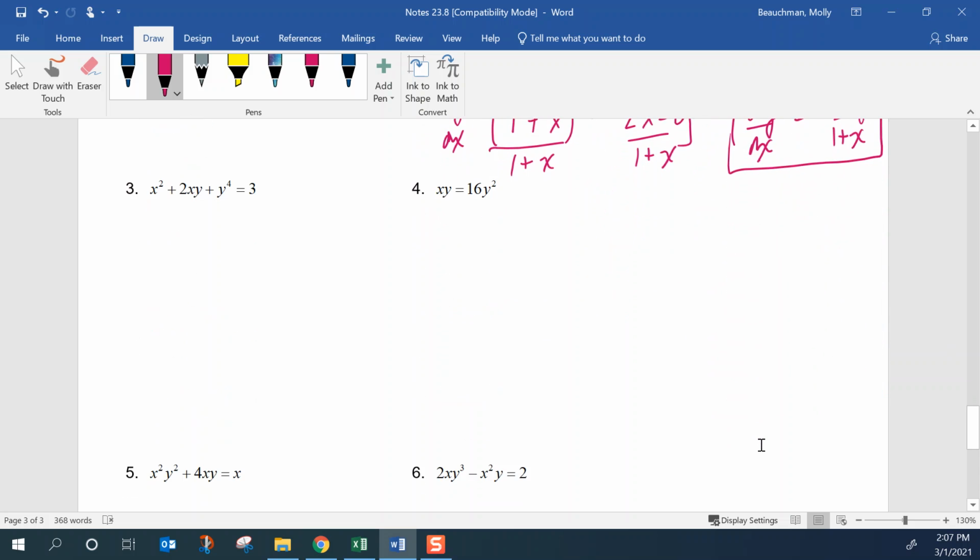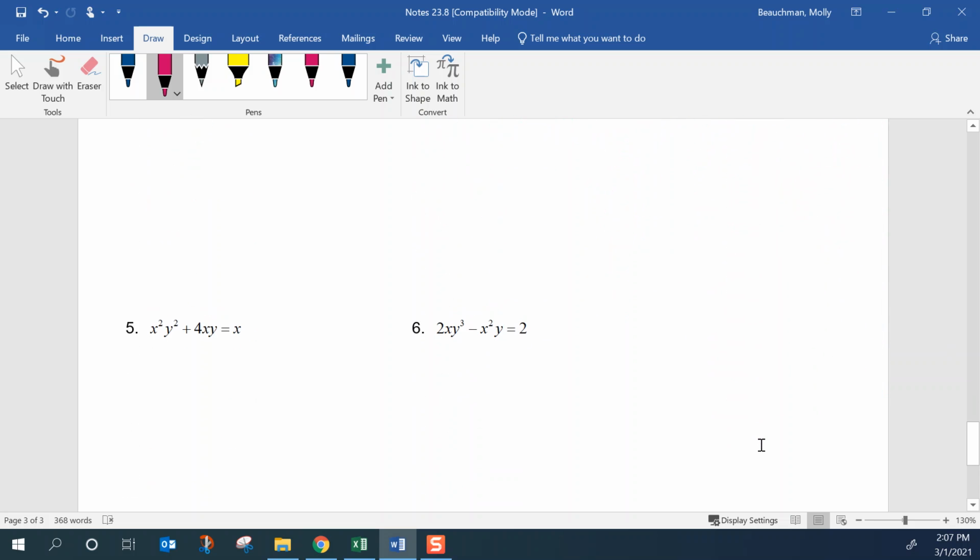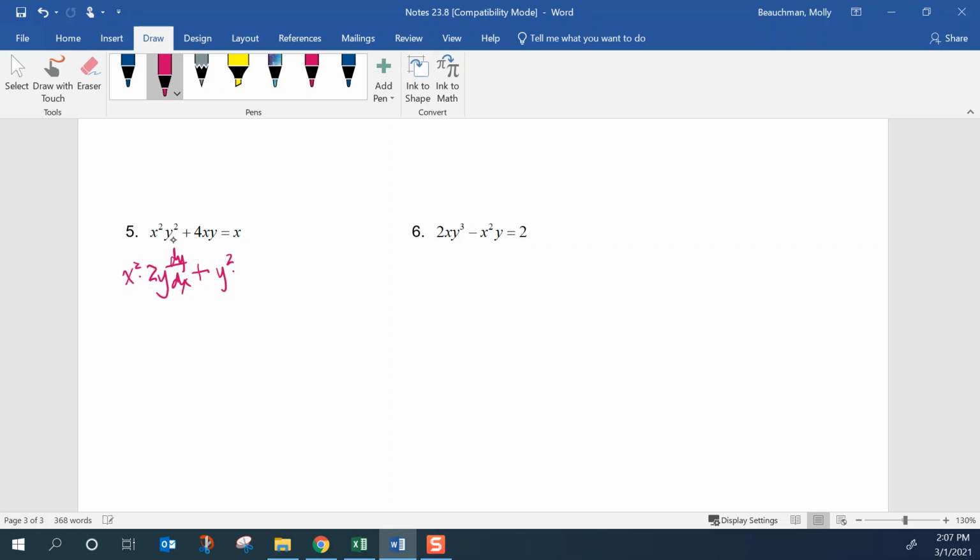All right, and then you would do the same for all the others. Okay, let me do one more. Number 5, we have to use the product rule twice. So product rule, x squared is f, y squared is g. So we take x squared times the derivative of y squared, which is 2y dy/dx, plus the second, y squared, times the derivative of x squared, which is 2x. Those two terms are the derivative of x squared y squared.